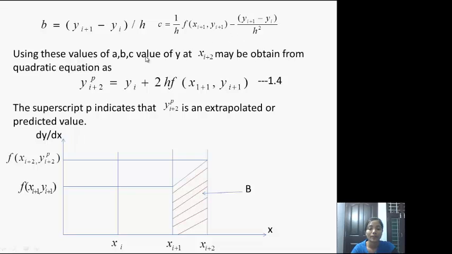Using these values of a, b, c, y at xi plus 2 may be obtained from the quadratic equation. This is our predicted value. The subscript p indicates that this is an extrapolated or predicted value. We can also assume dy by dx as linear, and the area under the curve can be found from xi plus 1 to xi plus 2.